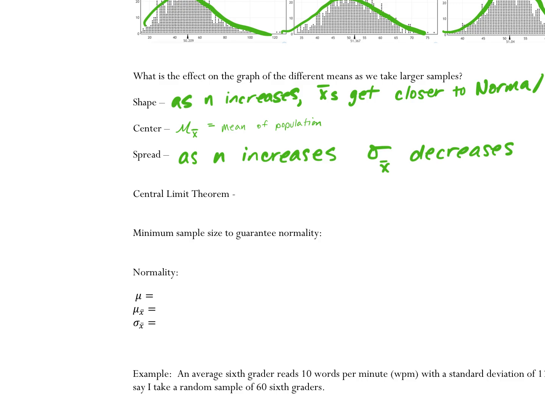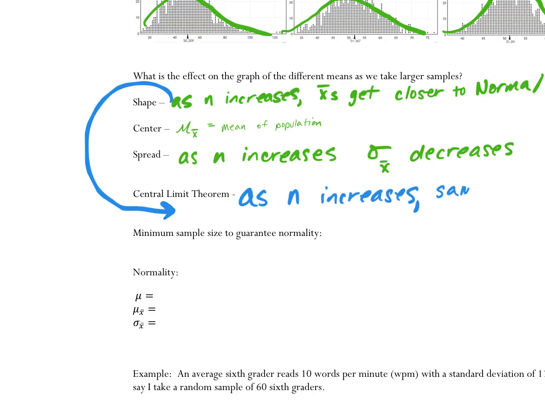So this leads into something we call the central limit theorem. All the central limit theorem says is basically this: as n increases, sampling distributions get closer to normal.